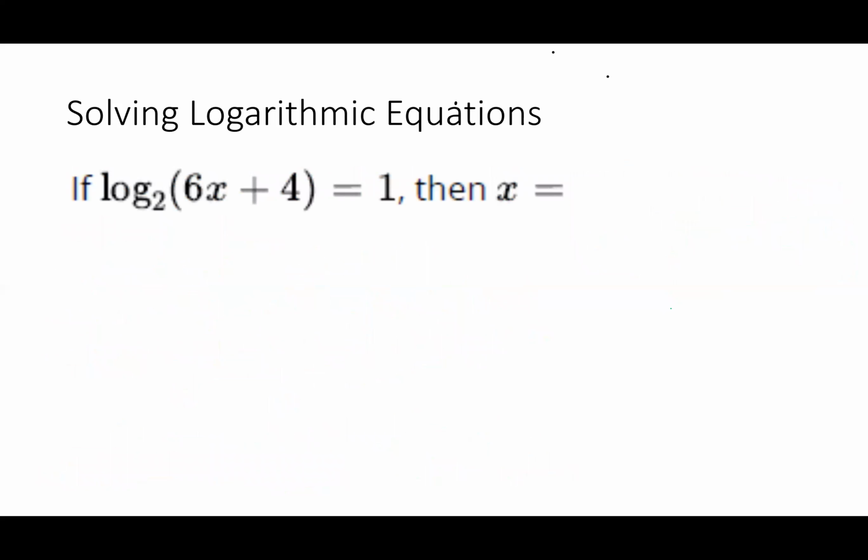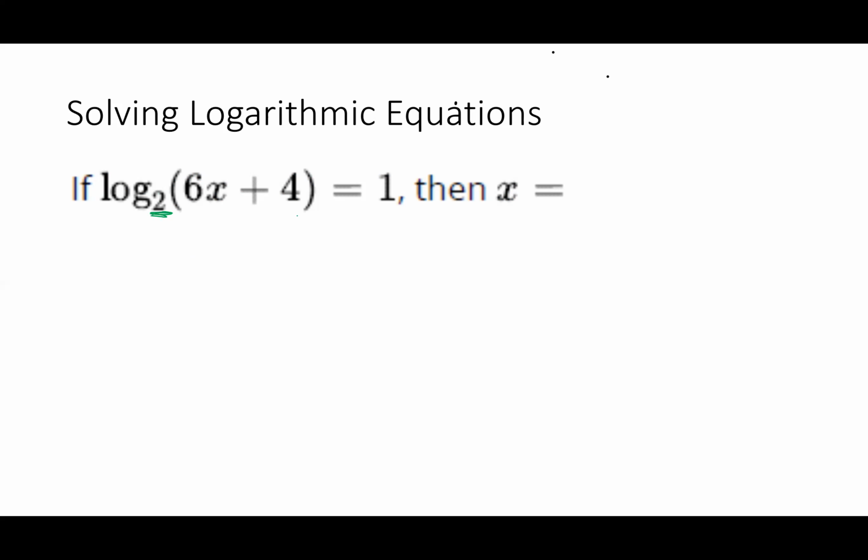Now, this looks a little crazy. This is a logarithmic equation. And I know most of us, when we see logs, we tend to bristle. But this is actually really straightforward. In order to solve this one, what I'm just going to do is convert this into exponential. So what I'm saying is log base 2 of 6x plus 4 is equal to 1.